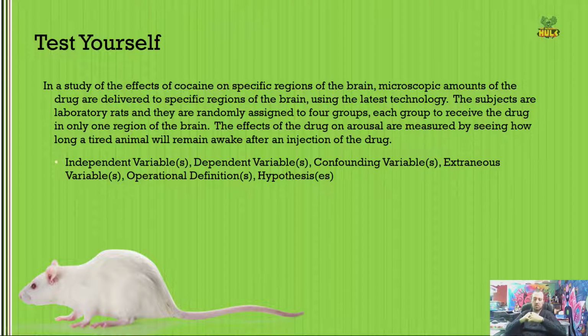What hypotheses are there? Well, at least as what we might call a non-directional hypothesis, it's that cocaine delivered to different regions of the brain will have different effects on arousal. We might say more specifically that cocaine delivered to the frontal cortex of the rat will result in the highest degree of arousal. That's a very specific, directional hypothesis. But both are possibilities because they predict a very specific relationship between the independent and dependent variables.